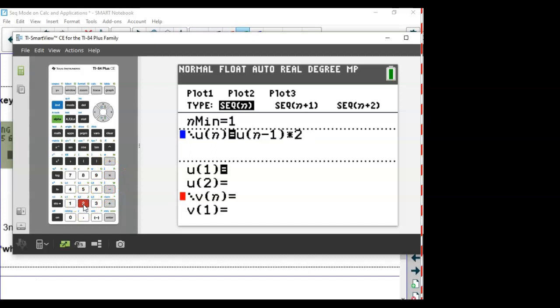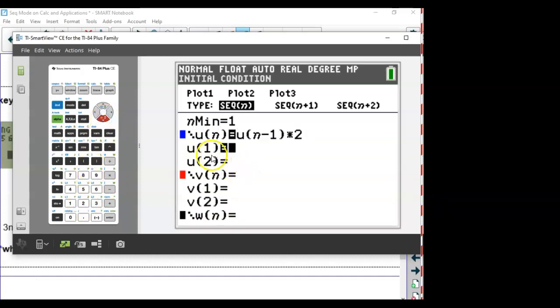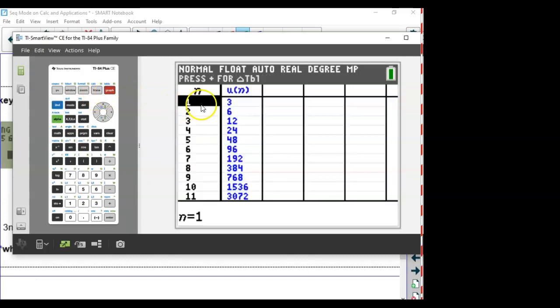Now, when I put in that format, I have to tell it the first term. So, well, yours doesn't say u sub 1. Yours probably says u sub n min. As long as you have a 1 up here, this is where it goes. And you would say, like, I want to start at 3. And now if you look at your table, it's doing that sequence starting with 3. Questions? Okay.